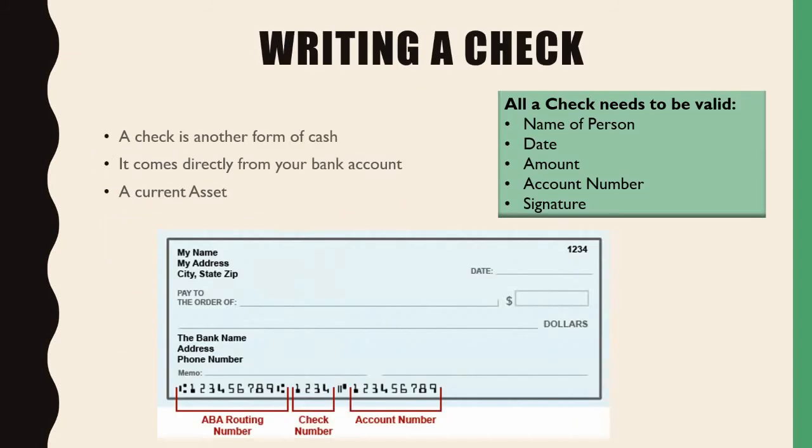So then we're going to talk about a check. A check is one of the business's most widely used forms of currency. Why? Because it leaves some type of paper trail. The greatest thing about a check is that it gives you the person's name, the date of when you issued the check, and the right amount.